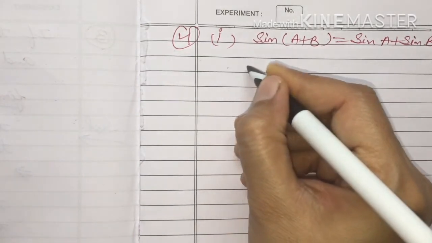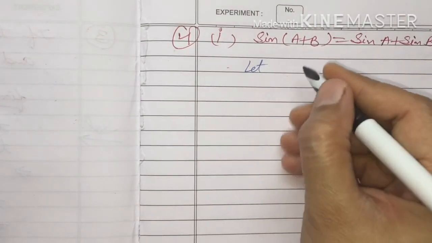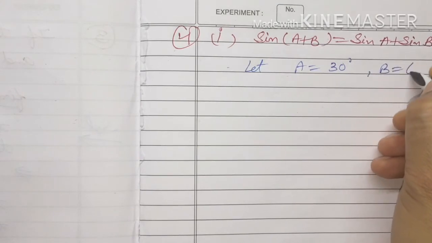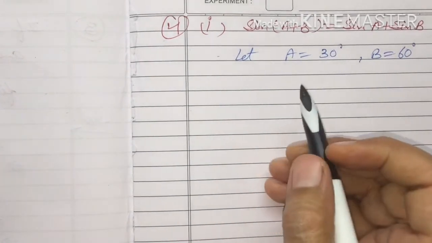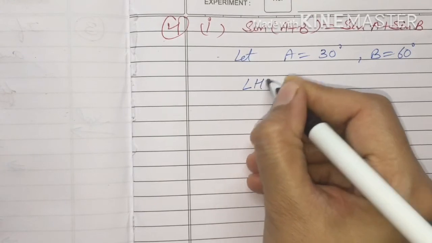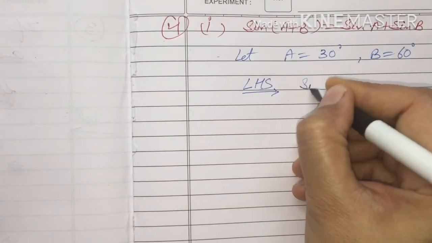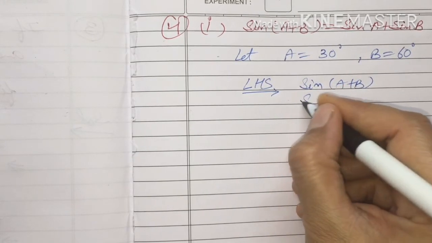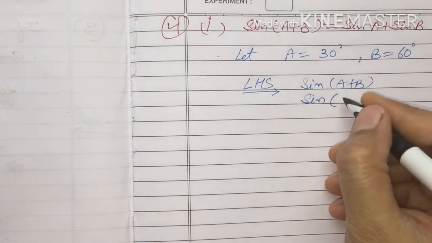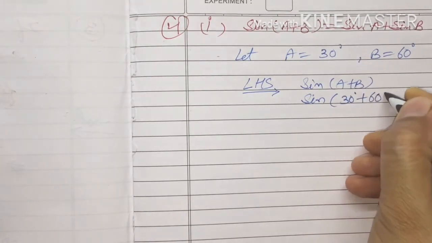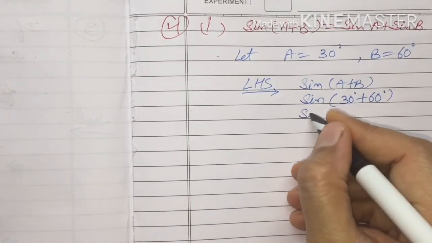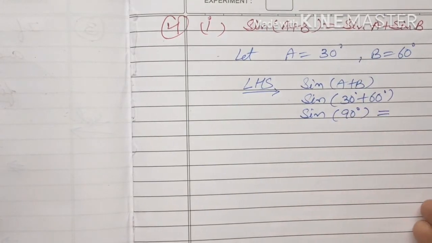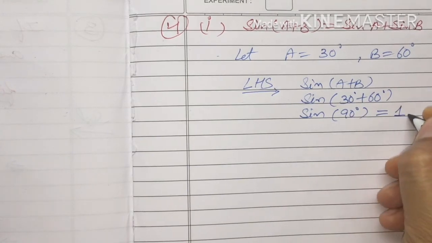So for this solution we will assume that a is 30 degree and b is 60 degree. So we will put these values. First I am taking the left hand side, sin a plus b. So we will put the value of a and b here, 30 degree plus 60 degree. So it will be sin 90 degree, and the value of sin 90 degree is 1.